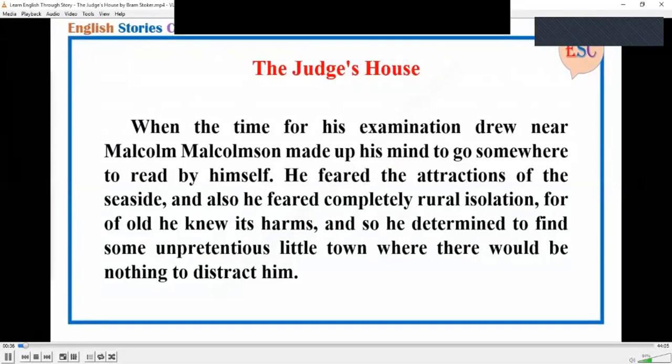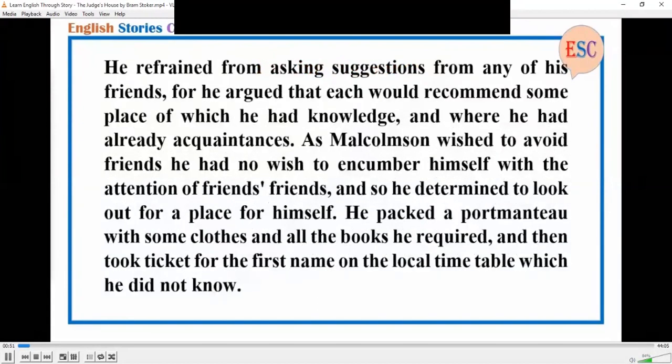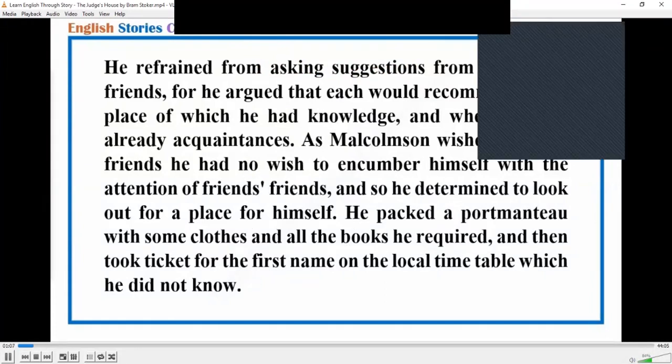Mind to go somewhere to read by himself. He feared the attractions of the seaside, and also he feared completely rural isolation, for of old he knew its charms, and so he determined to find some unpretentious little town where there would be nothing to distract him. He refrained from asking suggestions from any of his friends, for he argued that each would recommend some place of which he had knowledge and where he had already acquaintances. As Malcolmson wished to avoid friends, he had no wish to encumber himself with the attention of friends' friends, and so he determined to look out for a place for himself. He packed a portmanteau with some clothes and all the books he required, and then took ticket for the first name on the local timetable which he did not know.